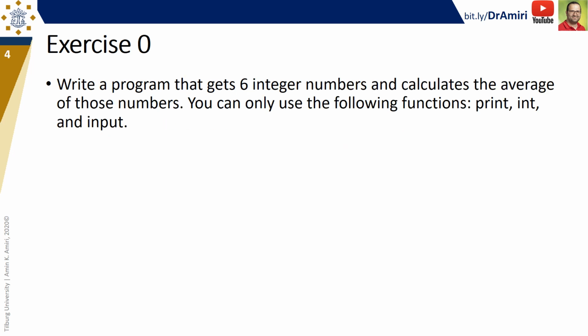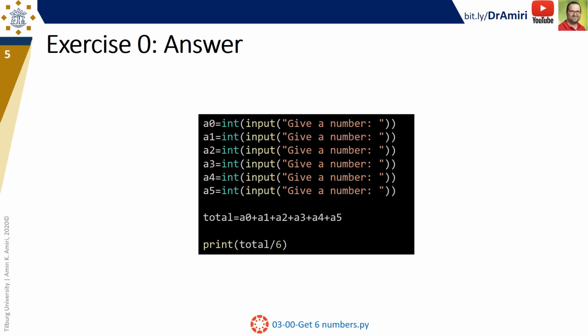First, pause here for a minute and write a program that gets 6 integer numbers and calculates their average. You can only use print, int, and input functions. Your answer should look like this. You may not use the variable names that I use here, but I'd rather use A0, A1, A2, A3, A4, and A5 to get the variables, store them, and calculate the average.